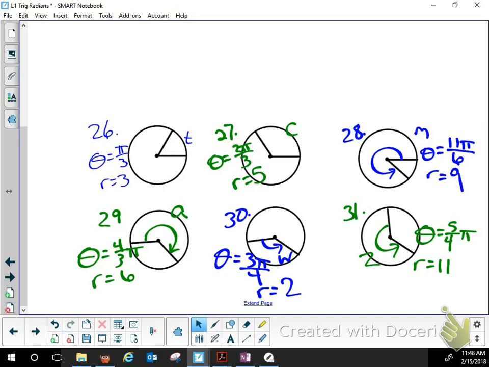So the radius we're finding is the letter? Yes, you're finding the arc.